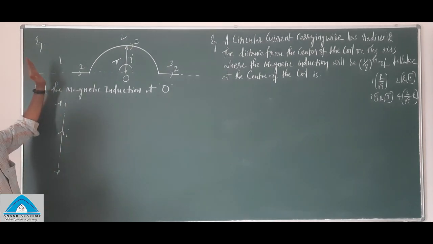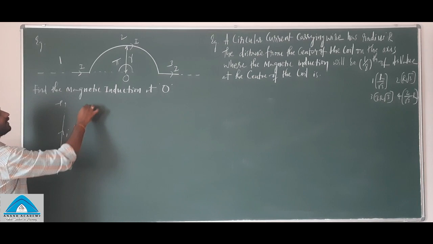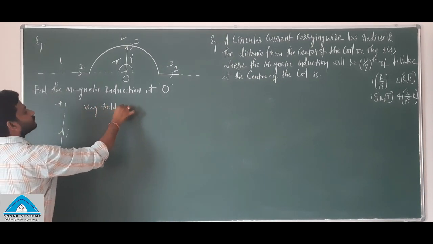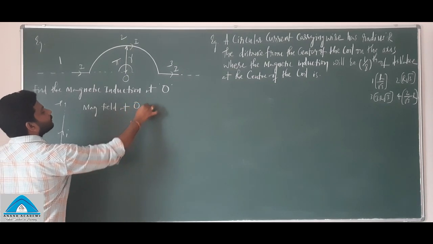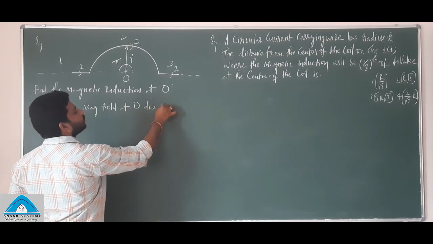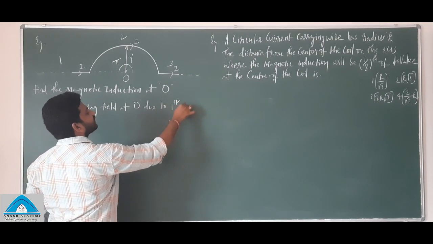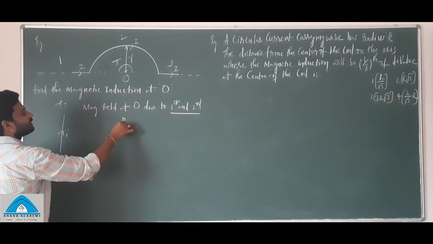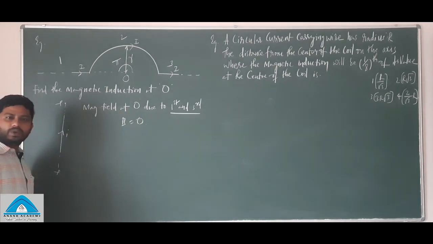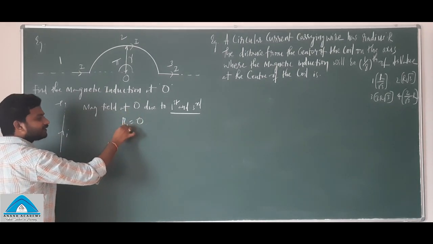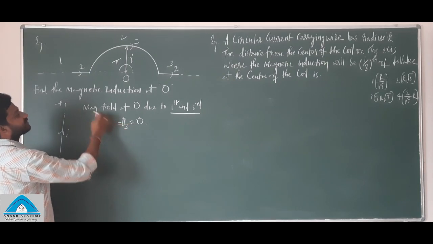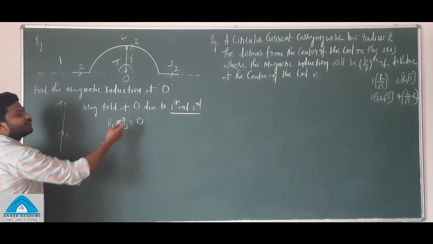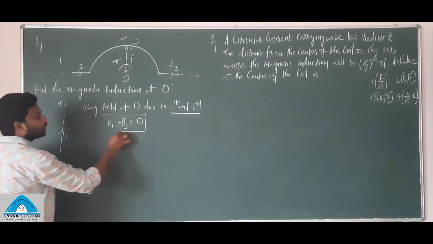Okay, so it clearly can be written as the magnetic field at point O due to the first and third wire is zero. So what I can write is B3 is equal to B1 is equal to 0.